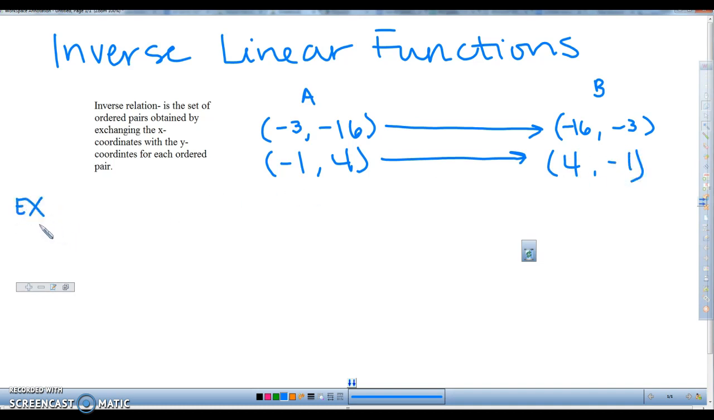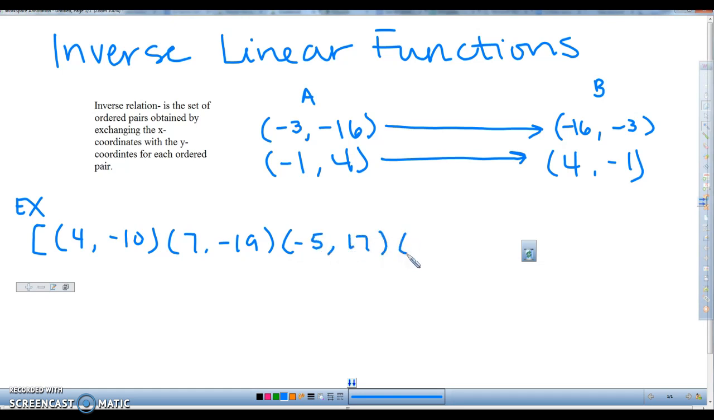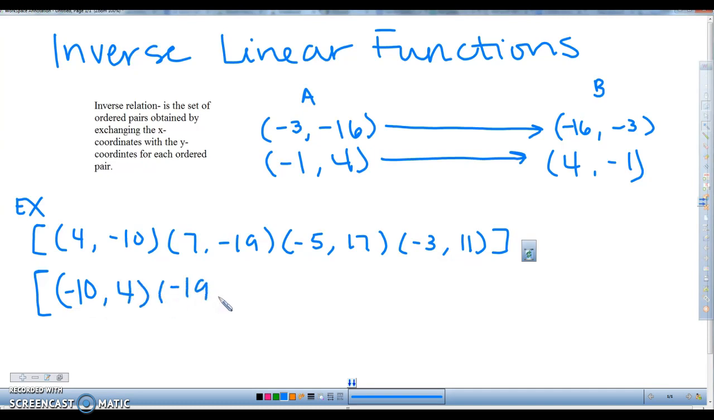So let's try this with an example of several ordered pairs in a row. So 4, -10, 7, -19, -5, 17, -3, 11. Go ahead and find the inverse of each pair, writing just the inverses within those brackets. Let's go ahead and try that. Good, so my inverse should be -10, 4, -19, 7, 17, -5, and 11, -3.